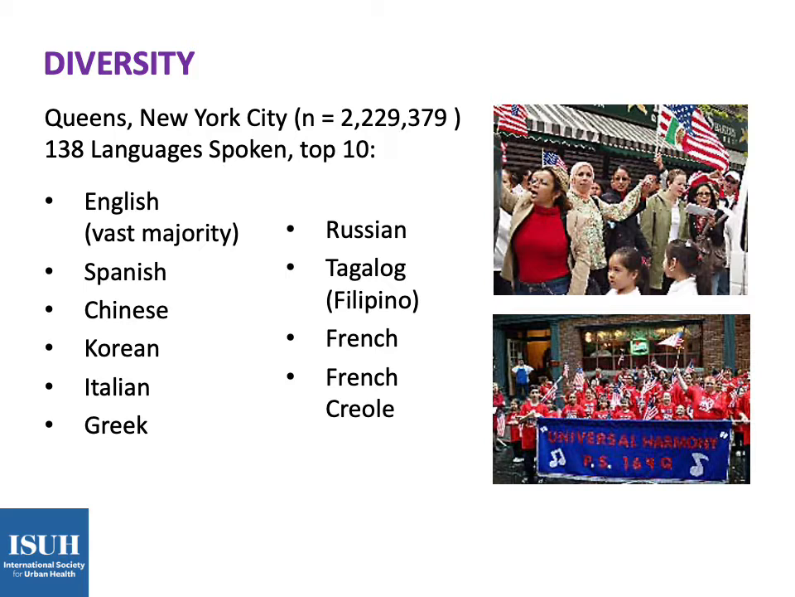Diversity is a major asset within a city. So, for example, New York is a city of over 3 million individuals. Within one borough, Queens, there are over 2 million individuals that live there. There are over 138 languages spoken, and the top 10 languages are displayed here.